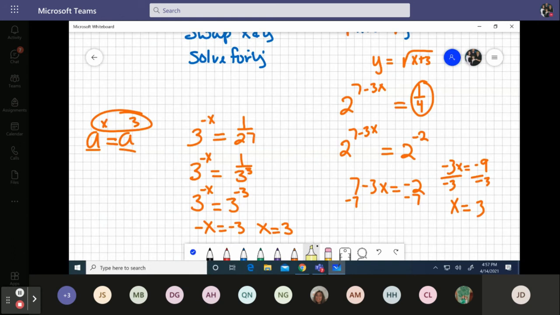Now we said right here 1/4 is 2 to the negative 2, right? We all agree on that? So if I plug this 3 in for this x, I'm saying my answer is x is 3. So if I say this x is 3, then I have 2 to the 7 minus 9, and 7 minus 9 is negative 2.